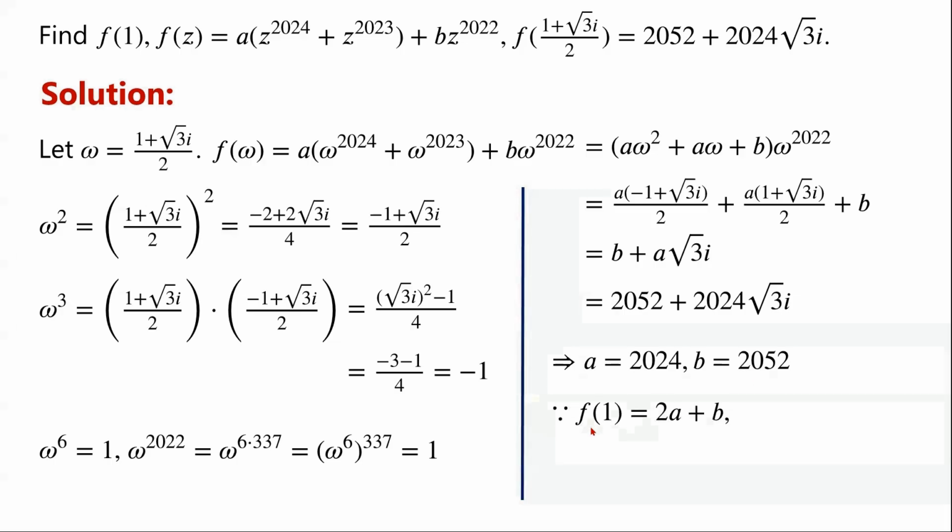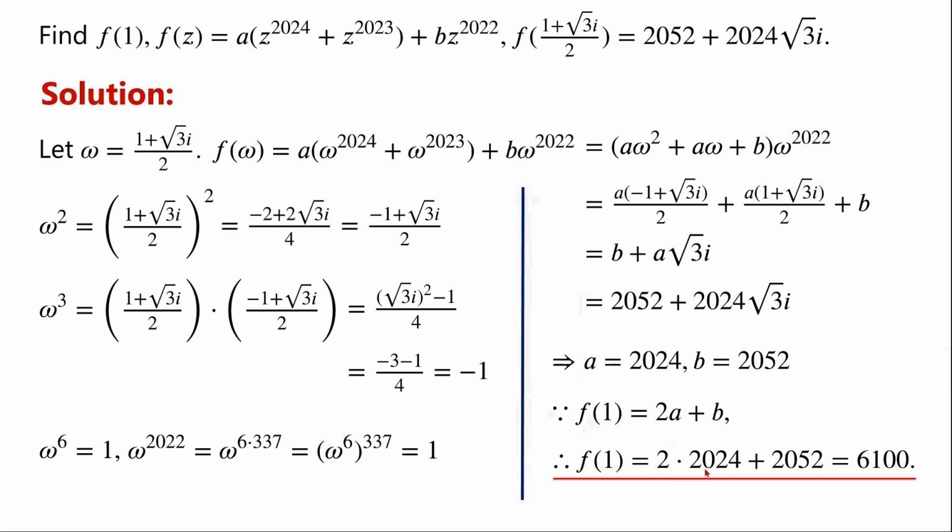Because f of 1 equals 2 times a plus b, f of 1 equals 2 times 2024, plus 2052, which is 6100.